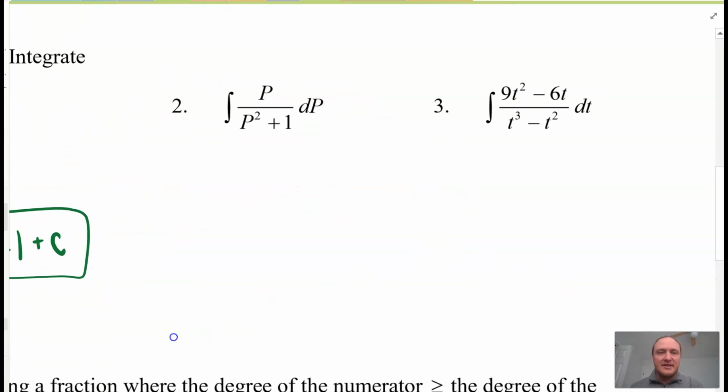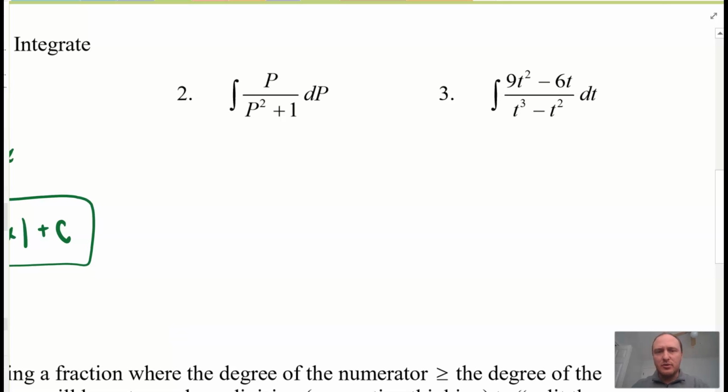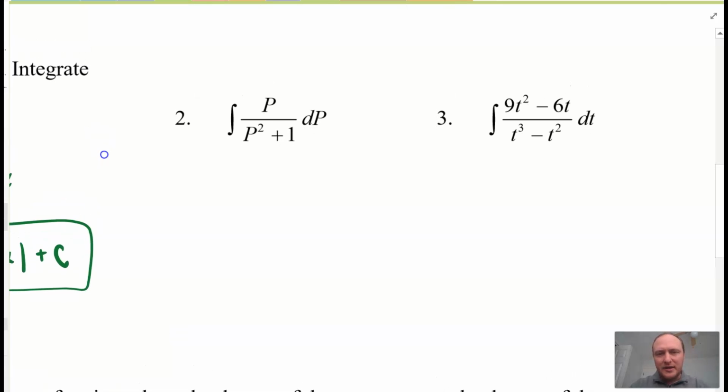Okay, example 2. Example 2 is where we're going to see the reverse chain rule and the other formula for integrating 1 over x.